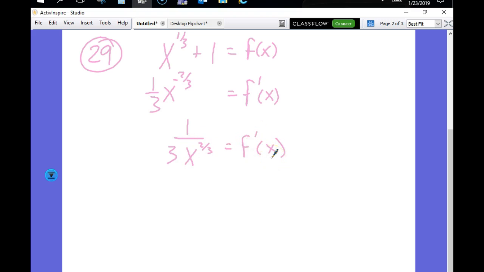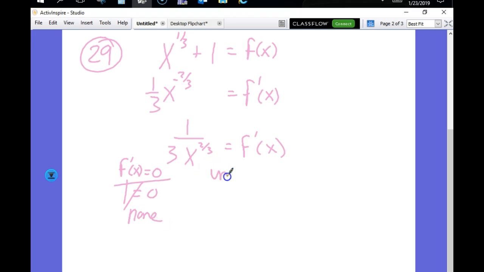Now, we talked about fractions. We talked about how if you want to find out where the fraction equals 0, you set the top equal to 0, but you can't. So there's nowhere where this derivative equals 0. It does not give us any solutions.